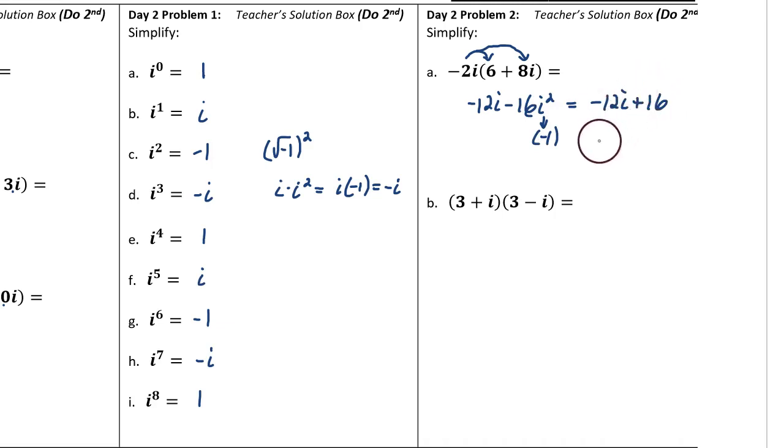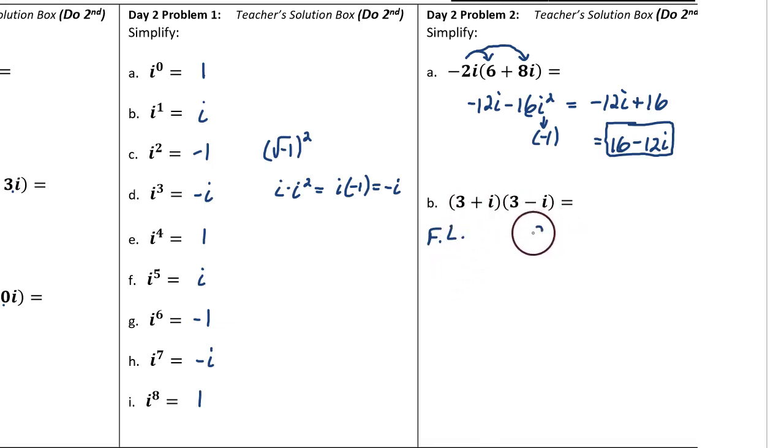Now you can leave the answer like this, but for complex numbers, the correct format is the real number first, then the i term. So here is the simplified answer. Question B. This is the special case of FOIL, where everything matches, but this is positive, this is negative. So you really only need to go first and last. You don't need to do outer and inner.